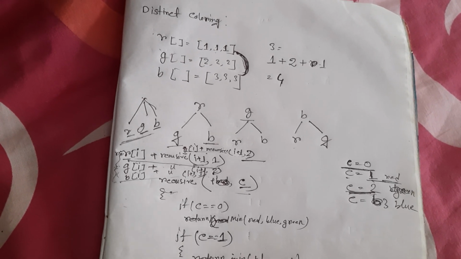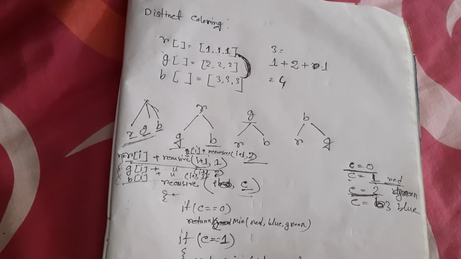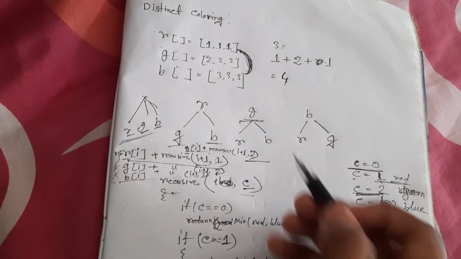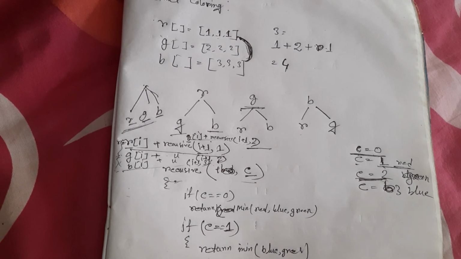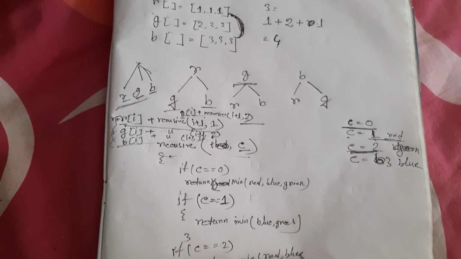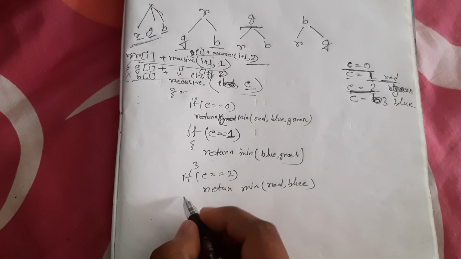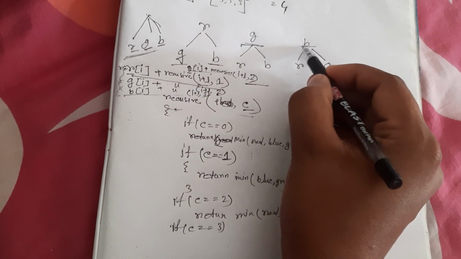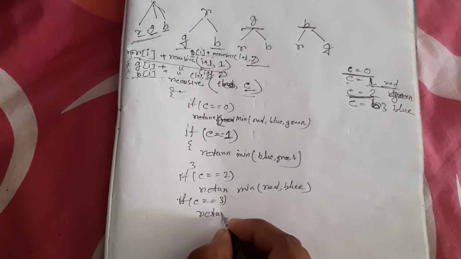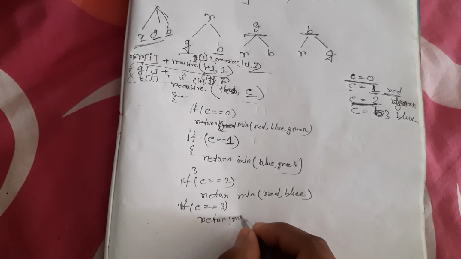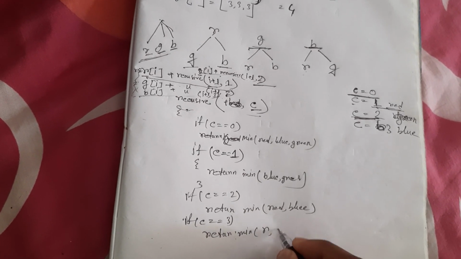If C equal to 2, that means we chose green previously, so we will return the minimum of red or blue. Or else if C equal to 3, that means the previous color was blue, then we need to consider the other two. So this will return the minimum of red and green.